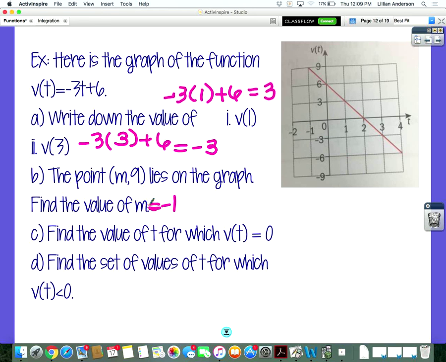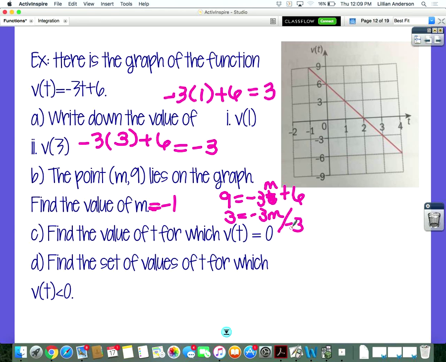You can also figure this out algebraically by doing what? Plugging in 9 for y and solving for m. Subtract 6 from both sides. Divide by -3. And that's how you get -1.